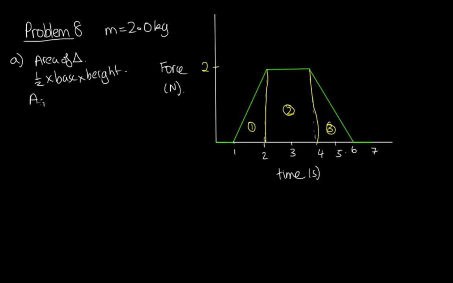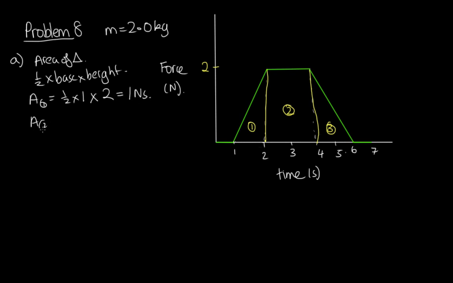So area of section 1 is equal to a half. Now the base, we're going from 1 to 2. So this length here is 2 minus 1, which is 1. And the height, it goes up to 2 newtons, so that's times 2. So this is equal to 1 newton second.